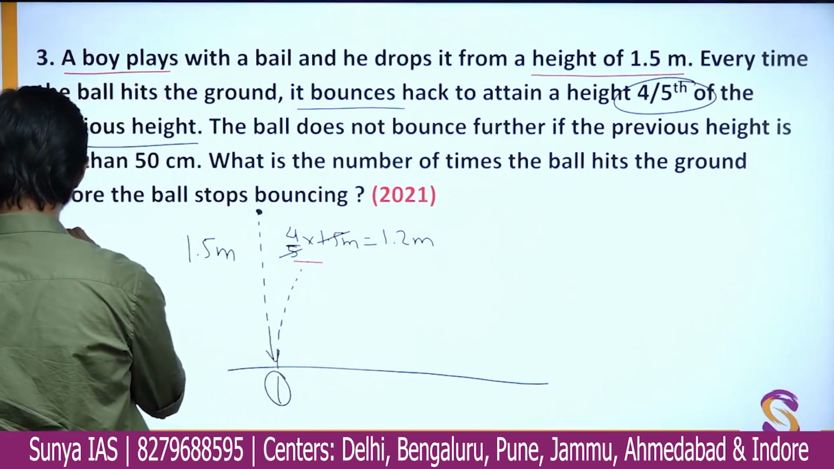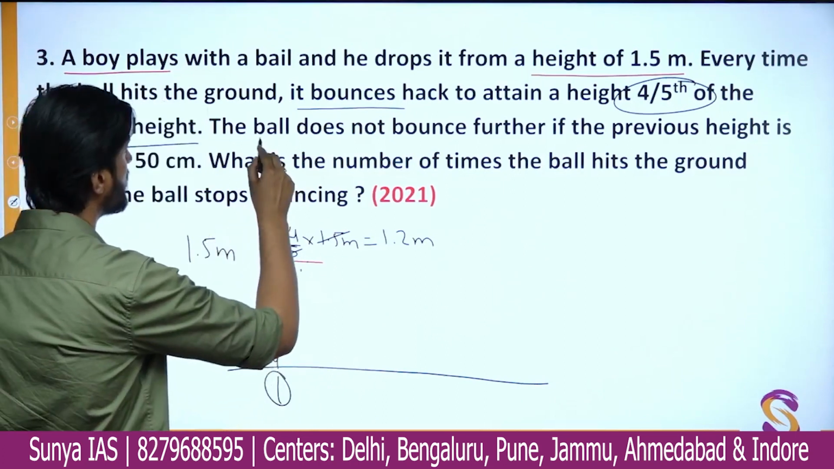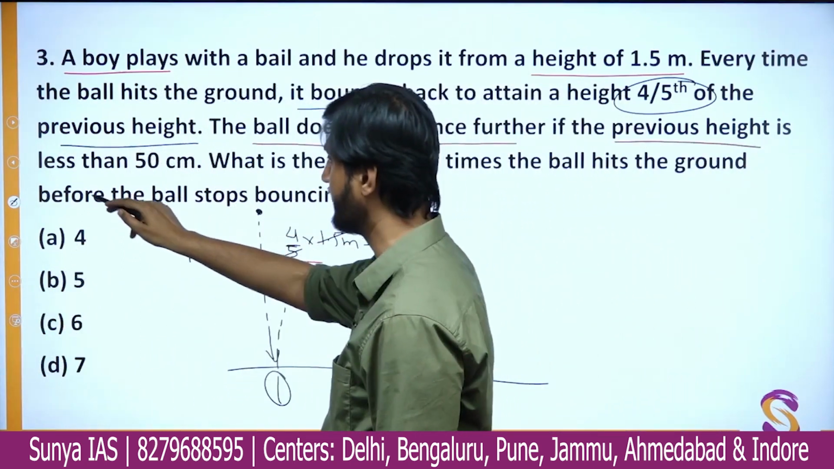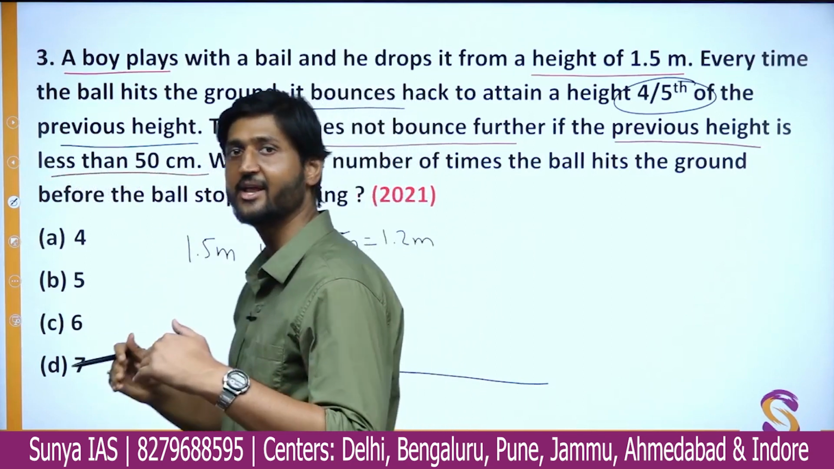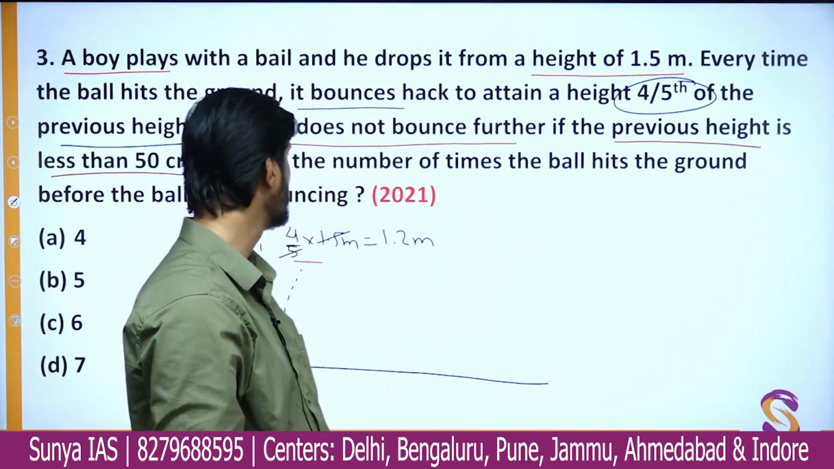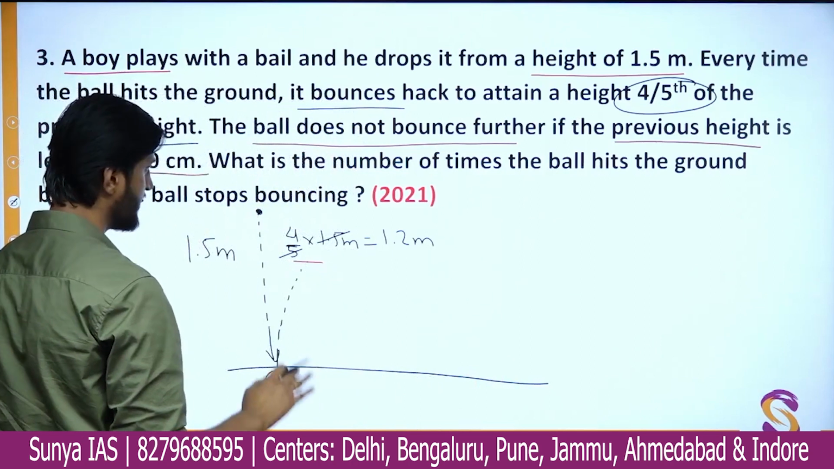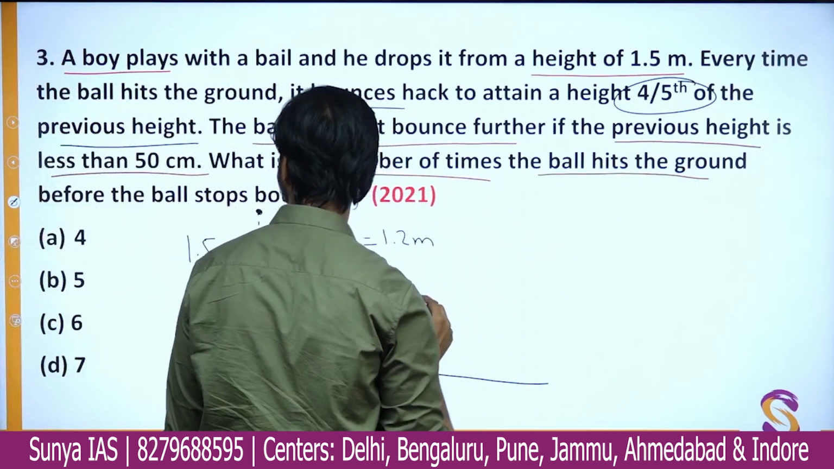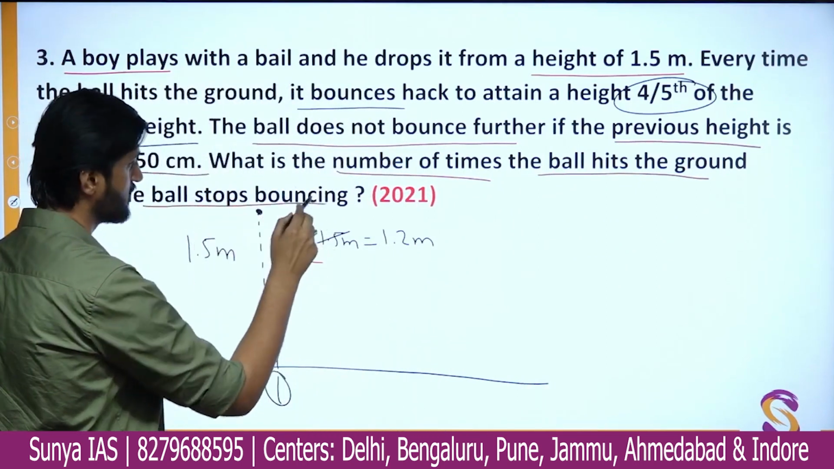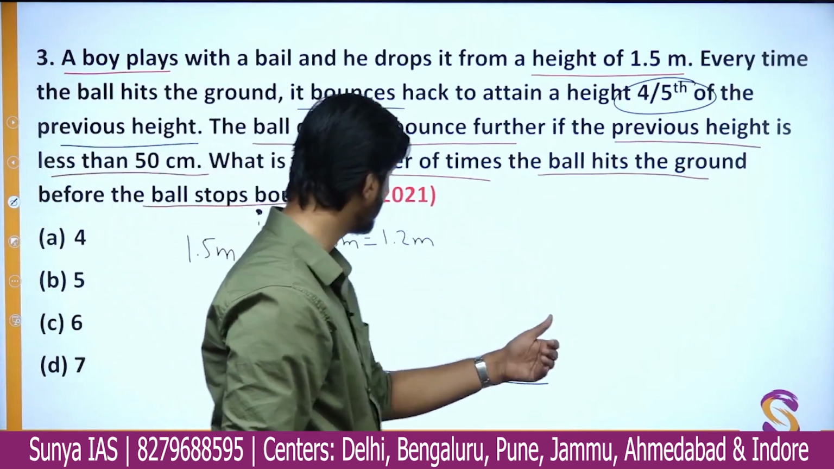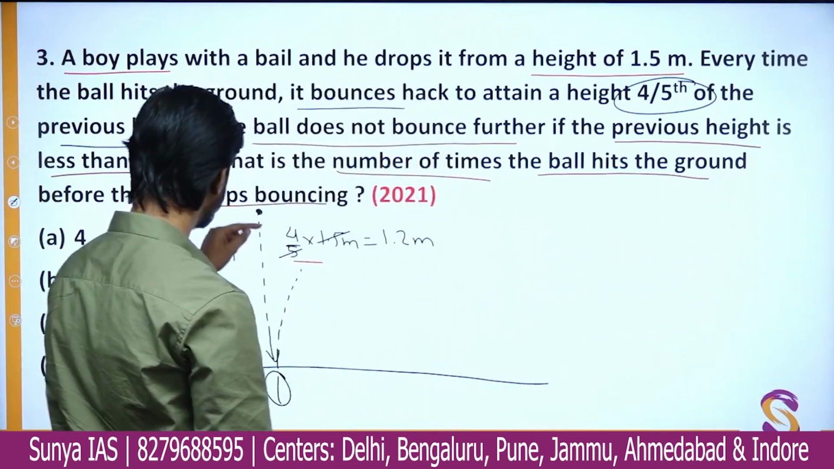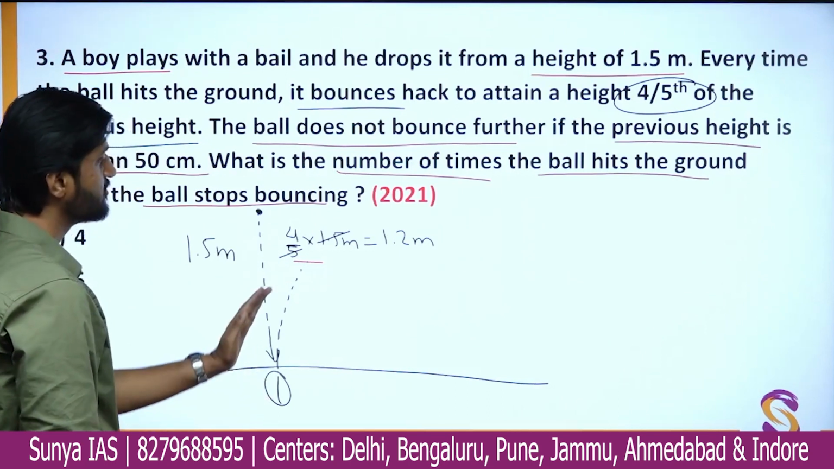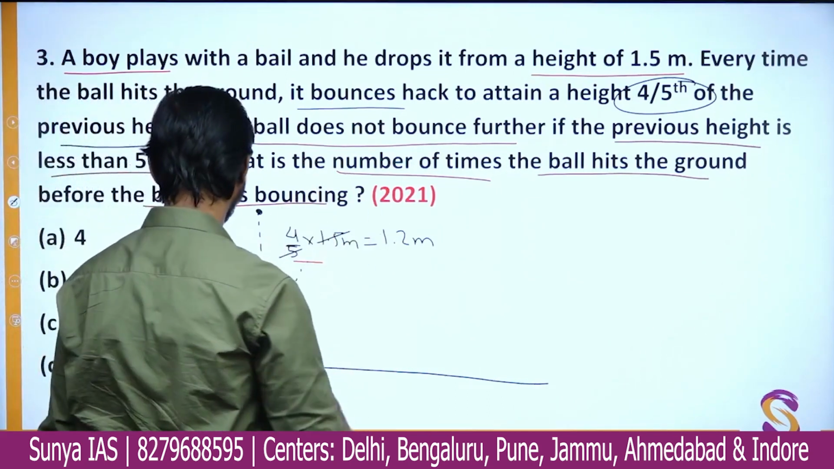The question further says that the ball does not bounce further if the previous height is less than 50 centimeters. So this is the criteria for when the ball will stop. The question asks: what is the number of times the ball hits the ground before it stops bouncing? So we have to find out the way in which the ball is bouncing. Initially you drop it from 1.5, it hits the ground for the first time, then it bounces back to a height of 1.2 meter.